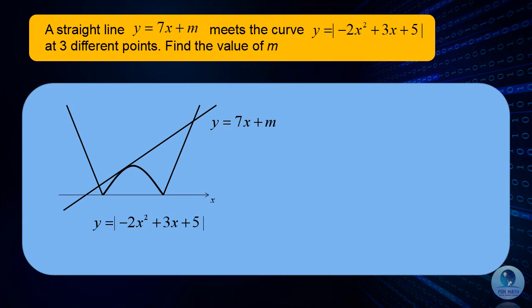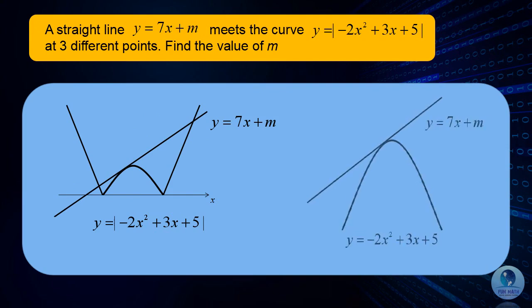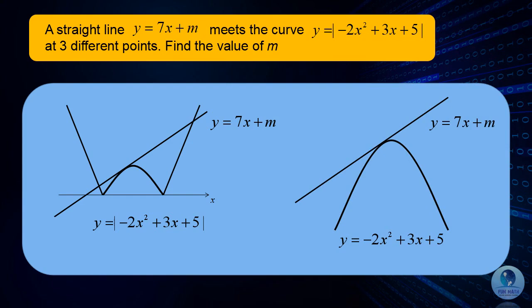Look at this function, y equals modulus of negative 2x squared plus 3x plus 5. This is how the graph looks. Look at this straight line, y equals 7x plus m. For this straight line to meet the curve at 3 different points, there is only one possibility. Look at this diagram. For this to happen, the straight line must be a tangent to this quadratic equation y equals negative 2x squared plus 3x plus 5.